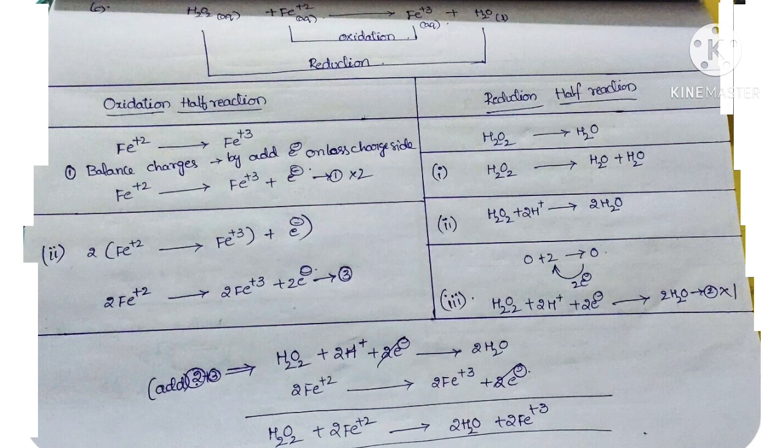The equation is H2O2 plus 2 H plus plus 2 electrons gives rise to 2 H2O, and 2 Fe plus 2 gives rise to 2 Fe plus 3 plus 2 electrons. On the left side and right side the 2 electrons are cancelled. So the remaining equation is H2O2 plus 2 Fe plus 2 gives rise to H2O plus 2 Fe plus 3. This is a balanced equation.